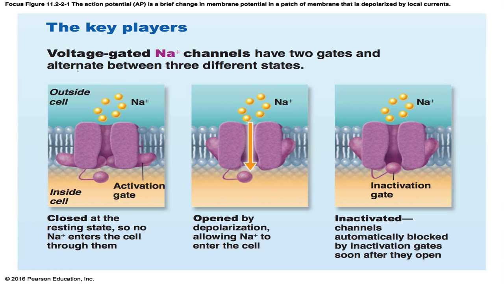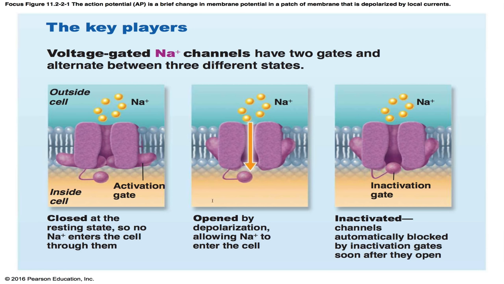And in this image here, we can see these voltage-gated sodium channels and their two gates. These are the activation gates over here, and this one over here is the inactivation gate. This is the outside of the cell, and this is the inside of the cell. So you can see that outside the cell, we have these sodium ions that want to enter. At the resting state, the activation gates are closed, so the sodium ions are not able to pass in. Similarly, the inactivation gate stays open, but it doesn't make a difference because the first gate, the activation gate, is closed, so this has no effect.